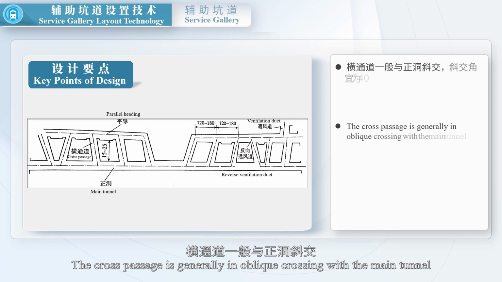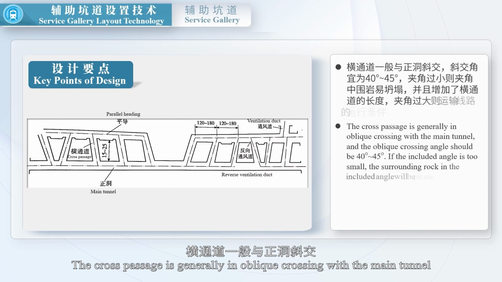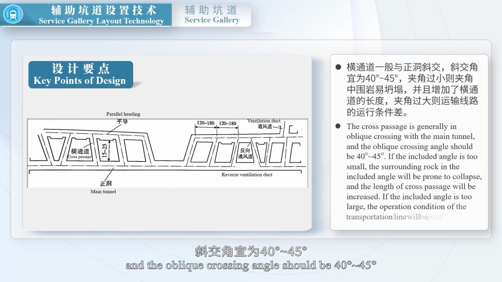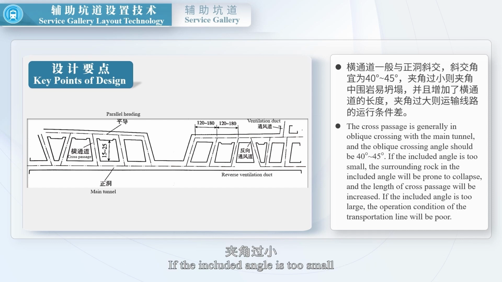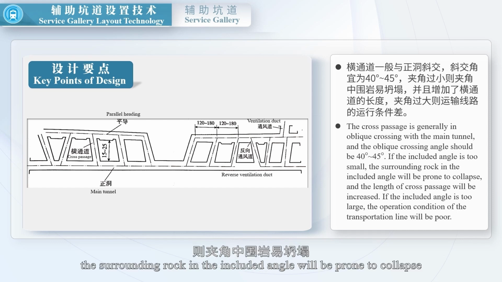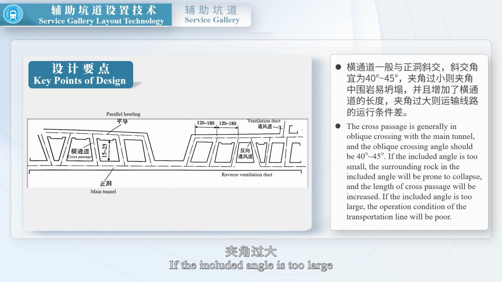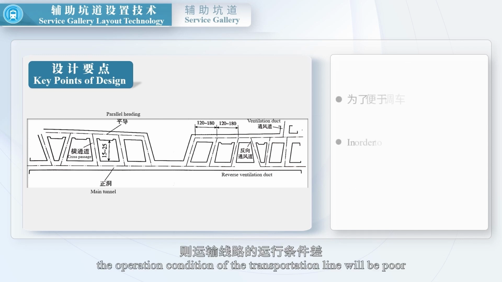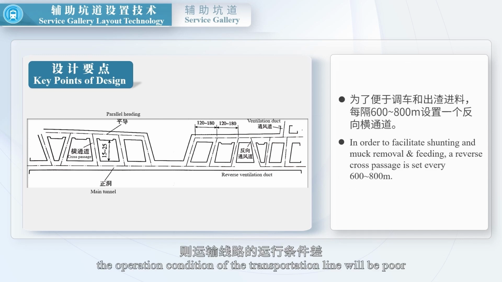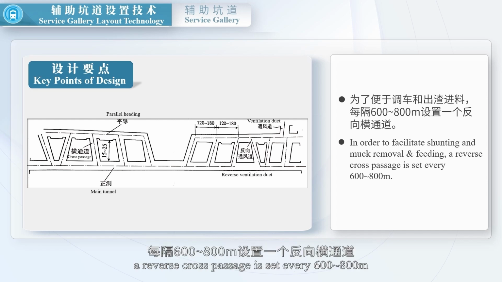The cross passage is generally an oblique crossing with the main tunnel, and the oblique crossing angle should be 40°-45°. If the included angle is too small, the surrounding rock in the included angle will be prone to collapse, and the length of cross passage will be increased. If the included angle is too large, the operation condition of the transportation line will be poor. In order to facilitate shunting and muck removal and feeding, a reverse cross passage is set every 600-800 m.